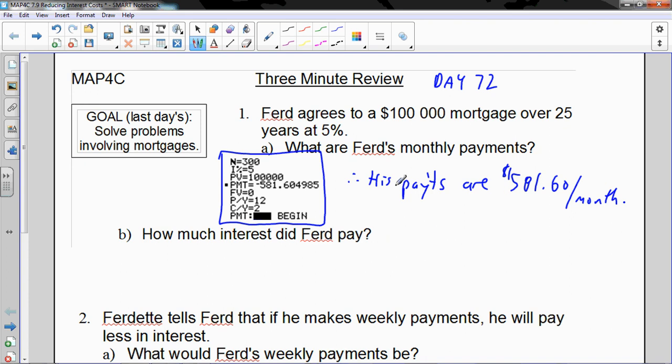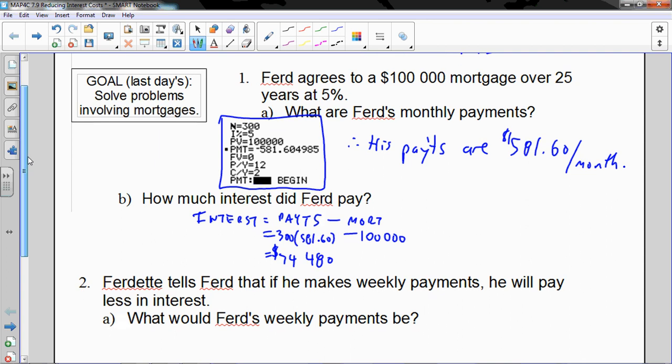How much interest did FERD pay? Again, remember, interest is his total out-of-pocket, which is his payments, subtract how much he borrowed, right? Plus how much the mortgage was for, which was $100,000. Well, how much came out of his pocket? Well, we had 300 payments of $581.60. That can go into the graphing calculator, scientific calculator, and you get $74,480. That's how much interest he paid over the life of the loan, the 25-year mortgage.